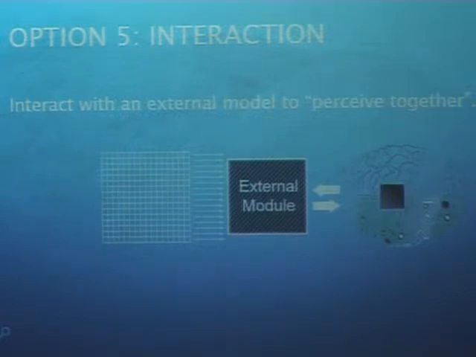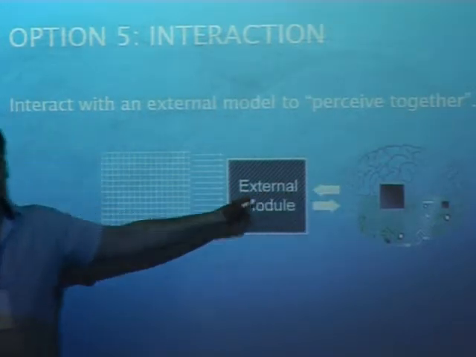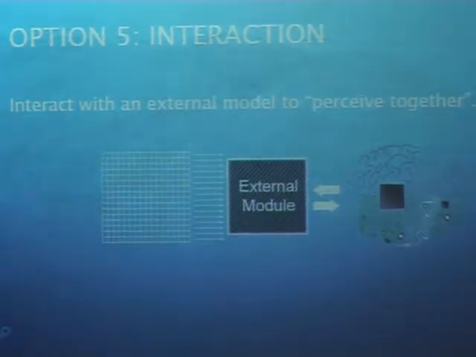My fifth option is interaction. The idea is to have an external module that is more specialized to, in this case, computer vision than the AGI system, but that interacts with the AGI system so that they can sort of perceive together. And the main difference between this and option 3 and 4 is this arrow that goes back in this direction. Because I think the type of top-down feedback that you could get from an intelligent reasoning system is exactly the kind of thing that you need in order to make your computer vision module over there actually work well.